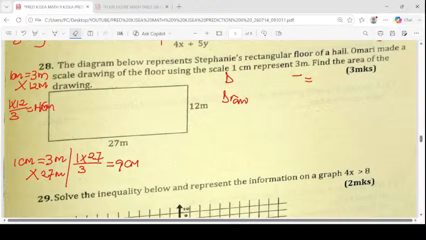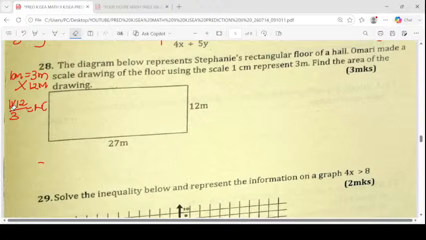Let me look at it once again. The diagram below is a representation of Stephanie's rectangular floor. Omari made a scale drawing of the floor using the scale 1 centimeter represents 3 meters. Find the area of the drawing. This drawing here, we need to find the area. I think we are not supposed to go to this extent. This question is a bit mixing up, but let us have it clarified, ladies and gentlemen. Already we have our drawing here.